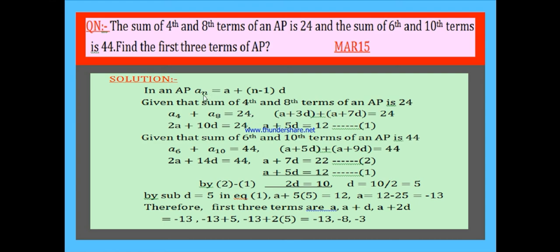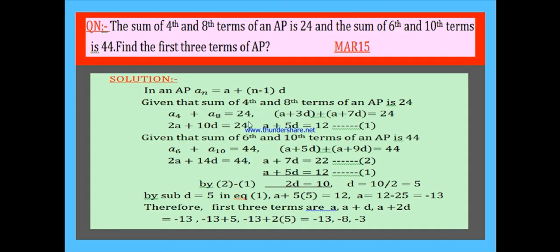Now A4 means A plus 4 minus 1. What is 4 minus 1? 4 minus 1 is 3. Therefore A plus 3D is the 4th term. And the 8th term means A plus 8 minus 1, which is 7D. A plus 7D. The sum is 24. Now if we add these two, A plus A is 2A, 3D plus 7D is 10D, is equal to 24.